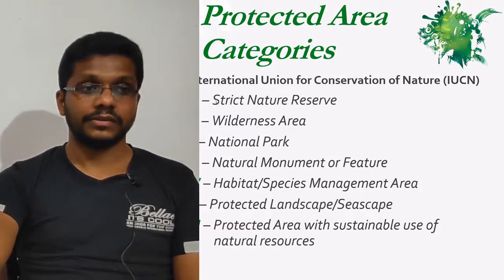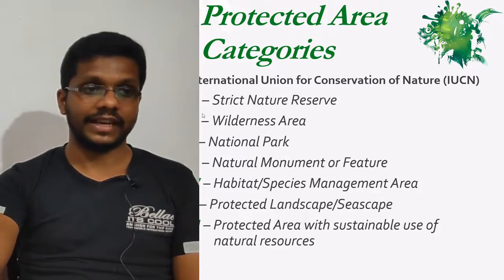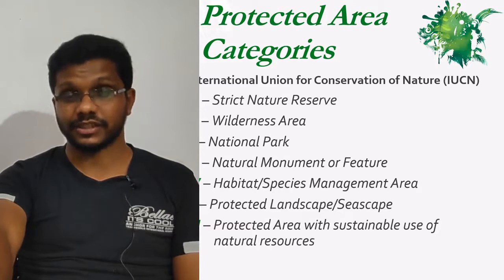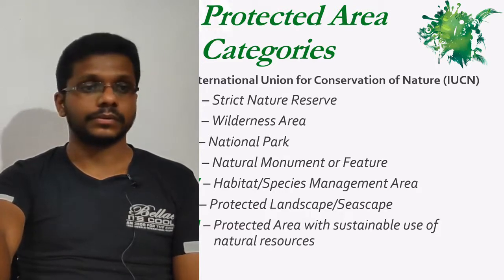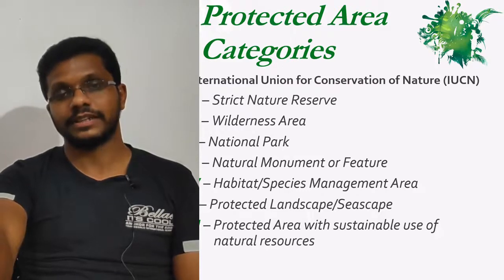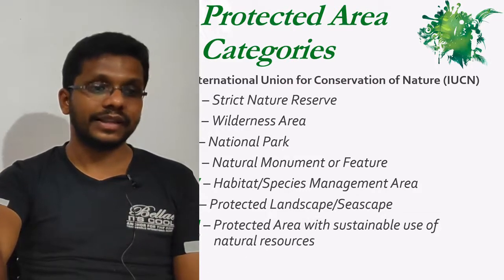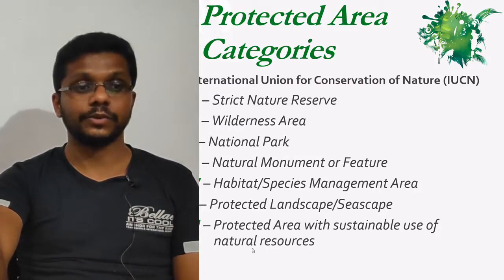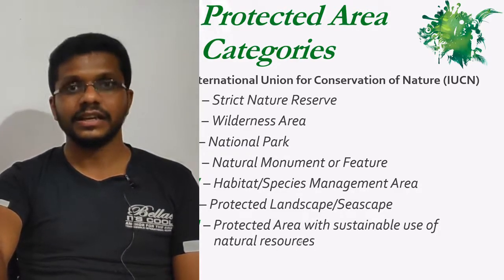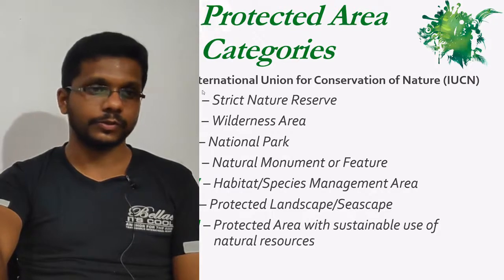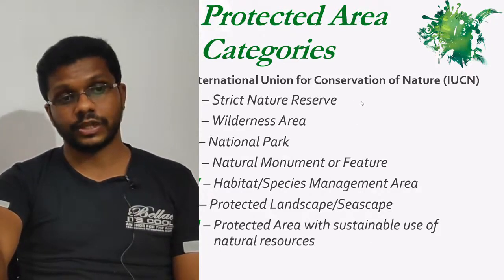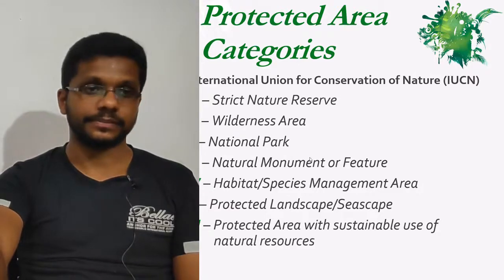In the first two areas, 1A and 1B, human interference is totally restricted. Humans cannot go to these areas, except the tribal populations. But in the last one, protected areas with sustainable use of natural resources, human activities are permitted in these areas in a sustainable way. So from here to here, the stringency of the law is reduced.